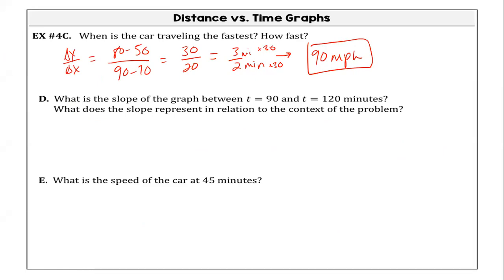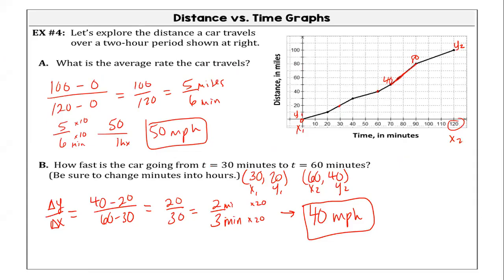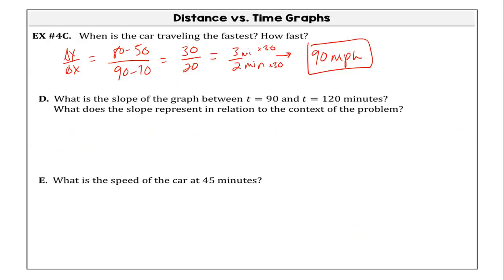So on number 4, we were at when is the car traveling faster and how fast? So we were looking at this chart, right? And we determined that the car was driving the fastest when the line was the steepest, and that was from 70 to 90. And how fast was it driving? 90 miles per hour. Agreed?